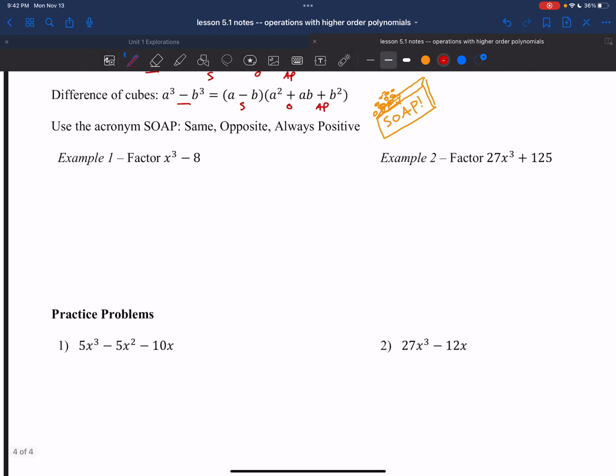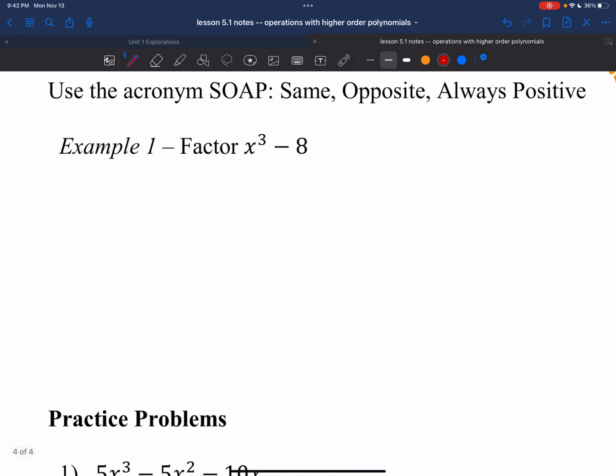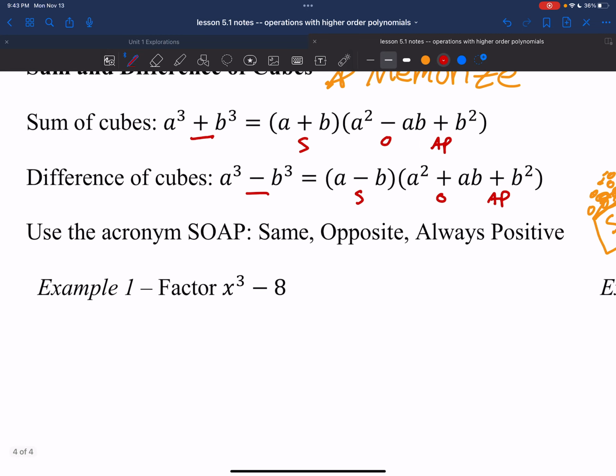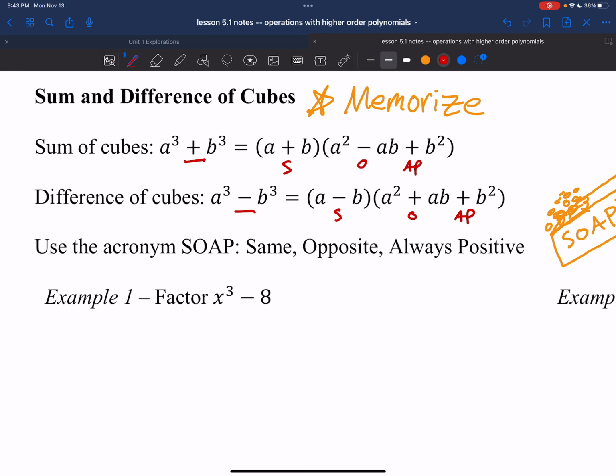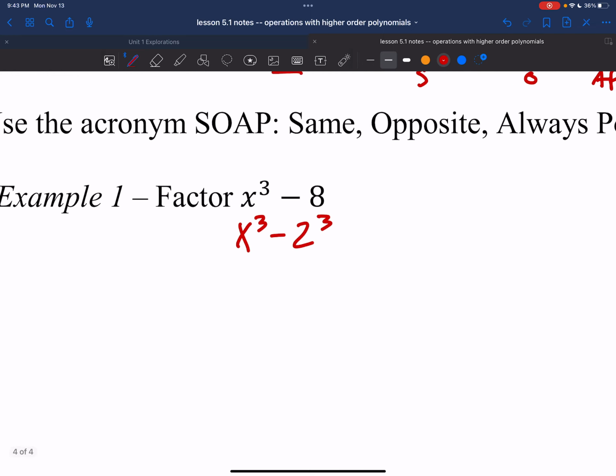Okay, so let's use it to factor example 1. So it says x cubed minus 8. So what's special? Now, just like difference of squares, you need to know your perfect squares. Difference of cubes, you know your perfect cubes. This is x cubed minus 2 cubed.